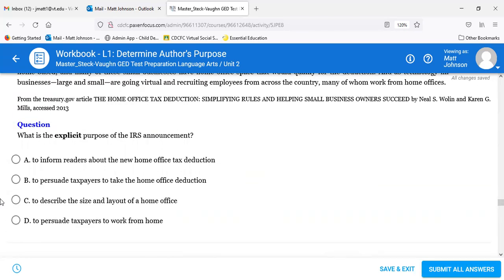What is the explicit purpose of the IRS announcement? A, to inform readers about the new home office tax deduction. B, to persuade taxpayers to take the home office deduction. C, to describe the size and layout of a home office. D, to persuade taxpayers to work from home.